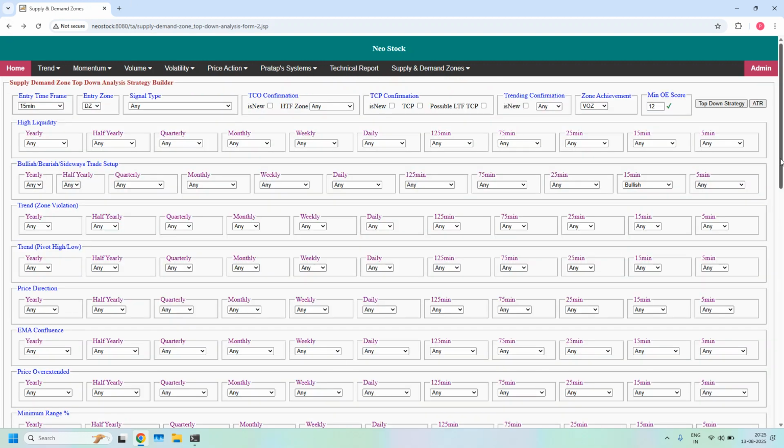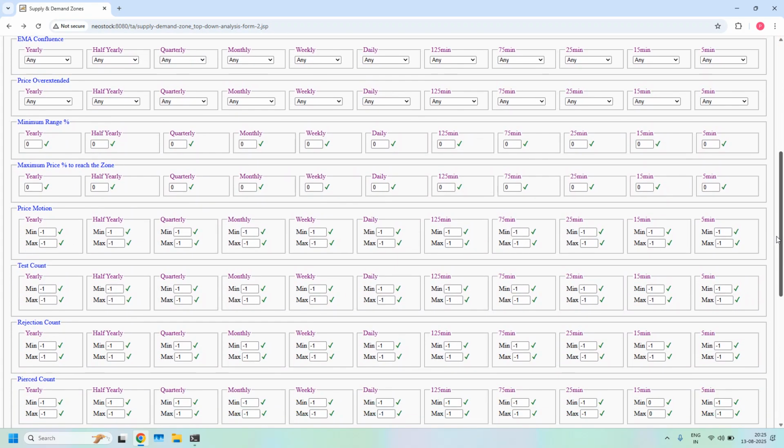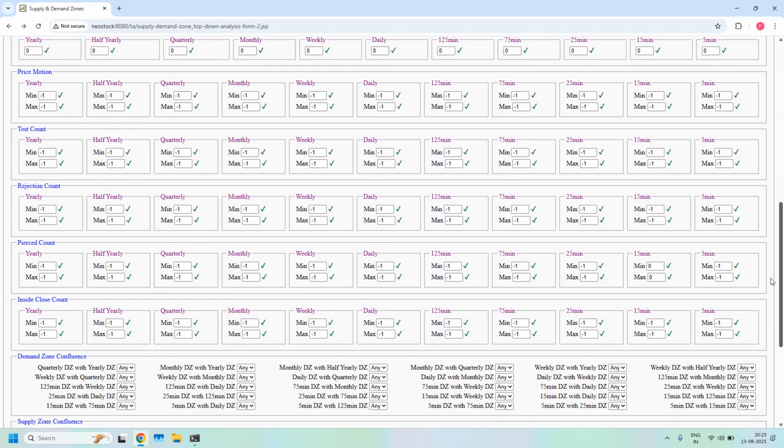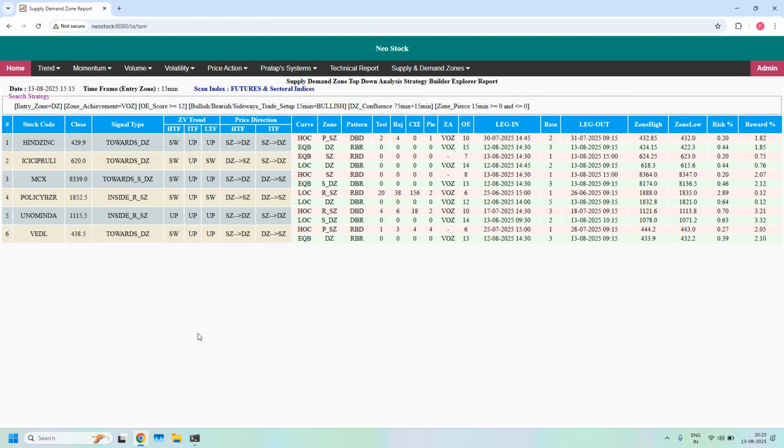First filter is LTF and ITF demand zone confluence. That is 15 minutes and 75 minutes demand zone confluence. By setting this filter, we got 6 stocks. In all these 6 stocks, these 15 minutes demand zones are overlapped with 75 minutes demand zone. And also 75 minutes trend, ITF trend, is uptrend in all the stocks.